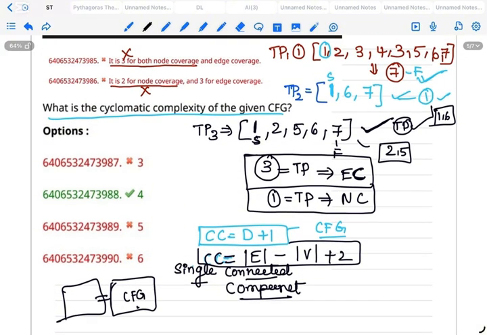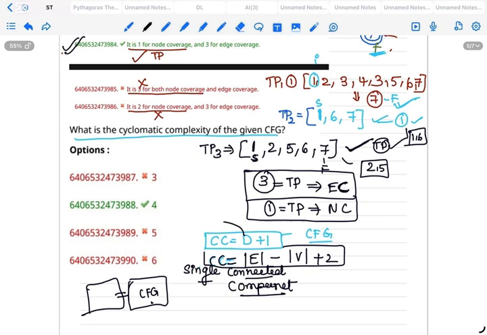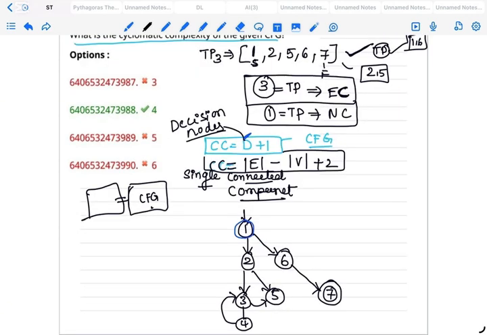What is D? D means the number of decision nodes. Node 1 is a decision node. Why? Because it has 2 outgoing edges. A decision means an if condition or some other condition, and it splits into 2 nodes. These are the decision nodes. Node 2 also has 2 outgoing edges, so this is also a decision node.